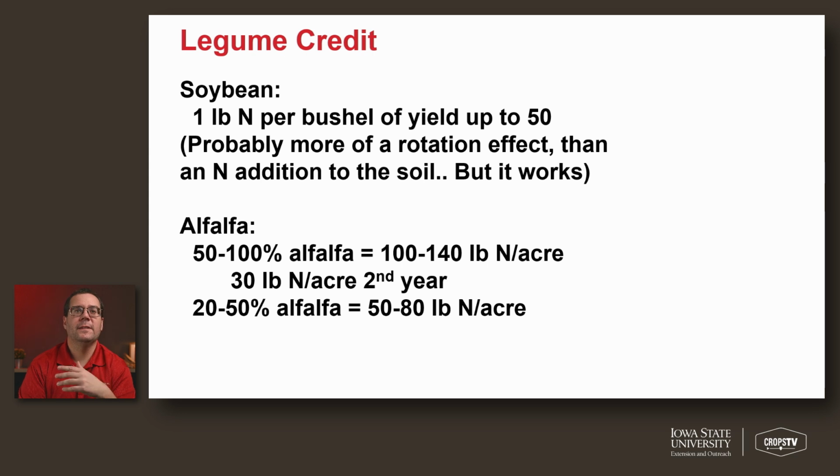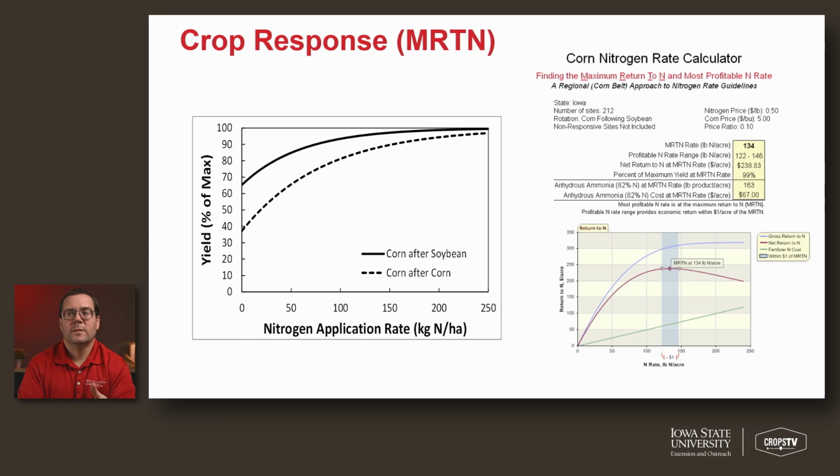If you're using that method, they still have what they call the legume credit. I think maybe we'd call this more of a rotation effect these days, but if you do have a legume in your rotation, such as soybean or alfalfa, you should be crediting what was there. Since about 2005, 2006, Iowa State has been recommending this corn nitrogen rate calculator. These days, I think it's getting revised into a new production system, but it is still the tool we had.